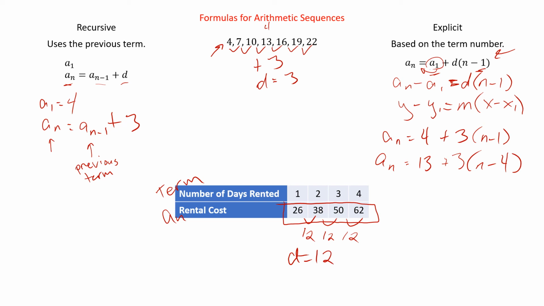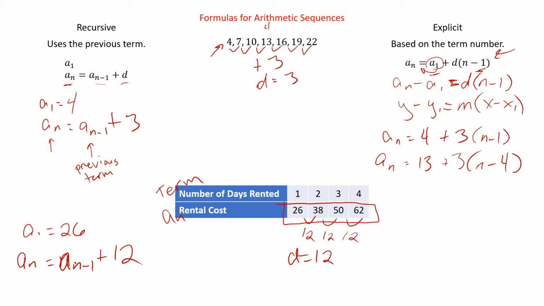All right, recursive formula, we need a1, the first term, which was 26, and then an will equal an minus 1 plus our common difference of 12. So if we wanted the fifth term, we would take the fourth term, which is 62, plus 12 to get 74. Now, if we want to know how much it would cost to rent this for a month, we'd have to find all the way up to that 30th term, and that's less than pleasant.